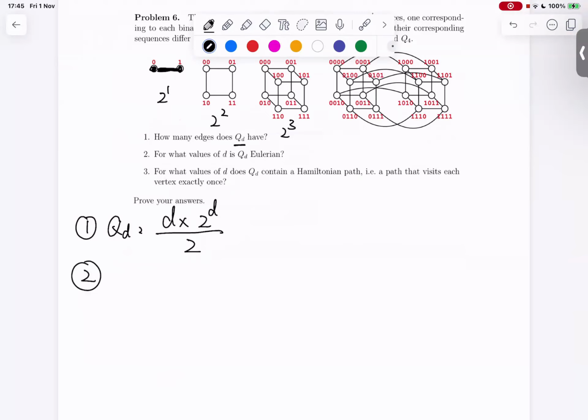This is simple. And for part 2, it is also quite easy. By definition, a graph is Eulerian if and only if it's connected and every vertex has an even number of edges. So we can easily deduce that if D is even, QD is Eulerian.